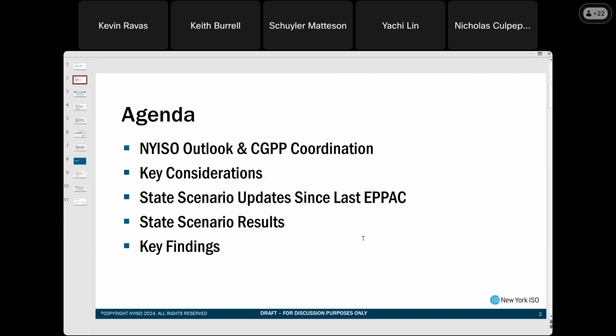Just walking through quickly what's on the agenda. We'll give a reminder on where the state scenario lives within the NISO Outlook process and within the CGPP process. We'll talk about some key considerations when it comes to the modeling and give the overview of the updates that have happened since the last EPPAC meeting. And then we'll jump into the results and the key findings from those results.